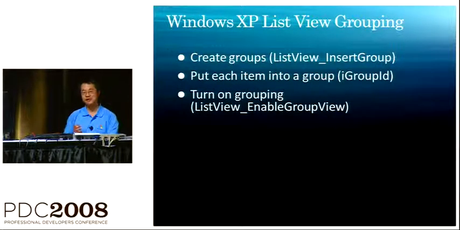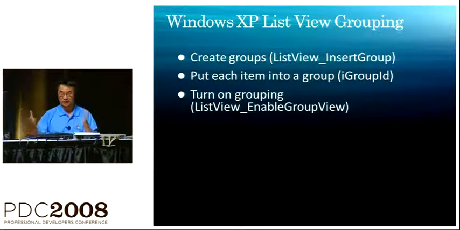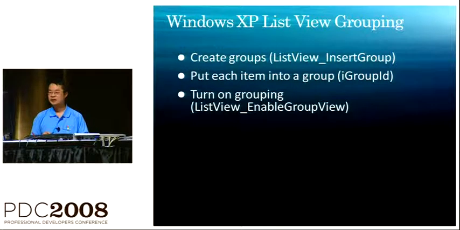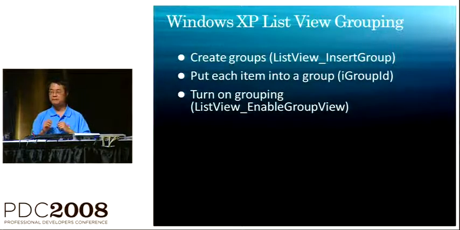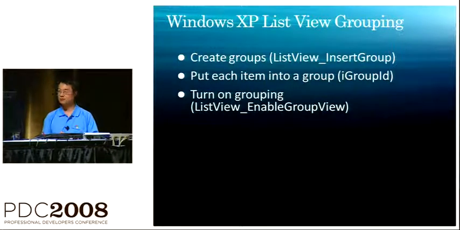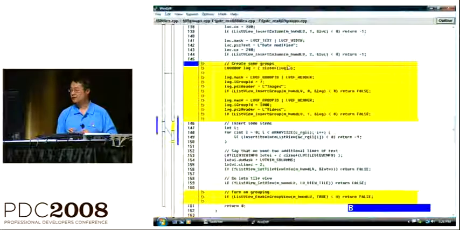Windows XP added grouping. This is where you can take your tiles or your list view items and position them inside groups with headers. To use groups, it's pretty straightforward. You create your groups. You use list view insert group to create them. You assign a group ID to each of your items, and then you turn on grouping with enable group view. So we'll turn this on in our little sample program.